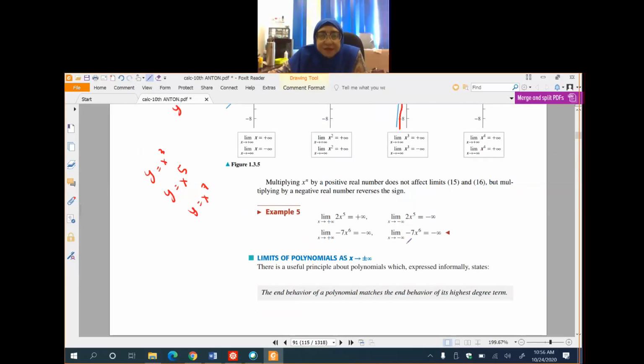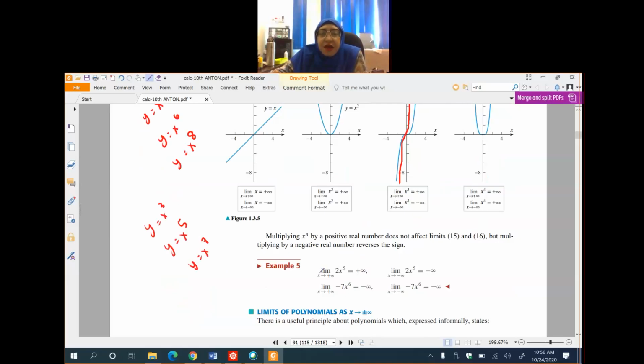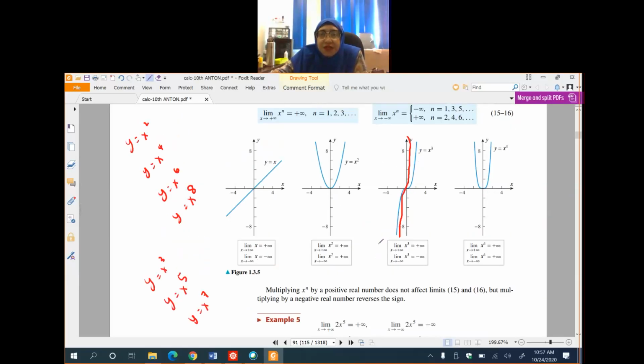And then based on this shape of graph, we can actually predict the limits. So if you look at here, 2x to the power of 5, as I said, it will be similar to this one, isn't it? Will be similar to this graph. Okay, so what happens as x tends to plus infinity for this side? It will be plus infinity. And what about when x tends to negative infinity for this side? It will be negative infinity.